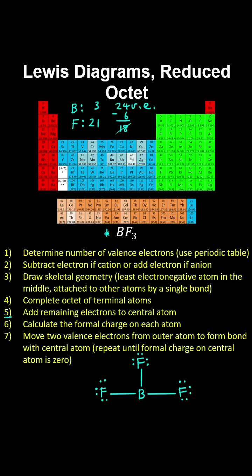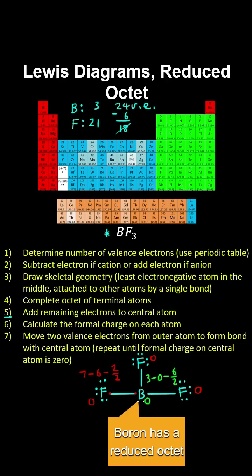Now calculating the formal charge of the fluorine, where the electrons in each bond are assumed to be shared equally between the atoms. So fluorine has 7 valence electrons, minus the free electrons, minus the number of bonded electrons over 2. So each fluorine has a formal charge of 0. And boron has 3 valence electrons, minus 0 free electrons, and then minus 6 bonded electrons over 2. So boron also has a formal charge of 0. So given the formal charge on the central atom is 0, this is our likely Lewis dot structure.